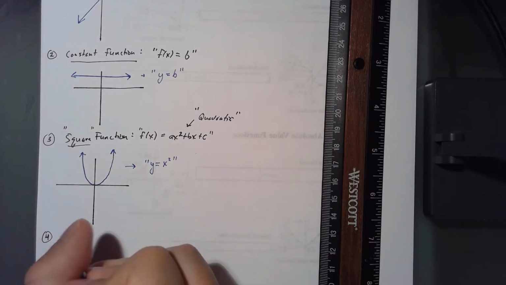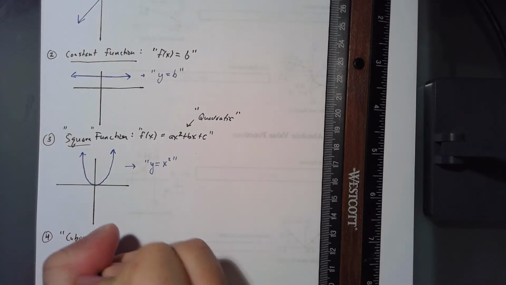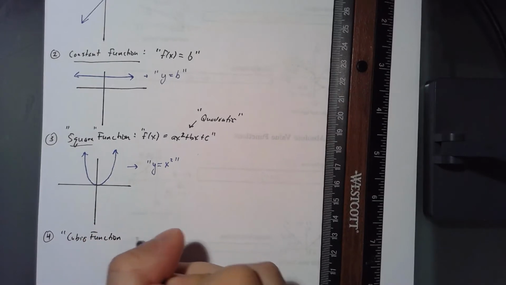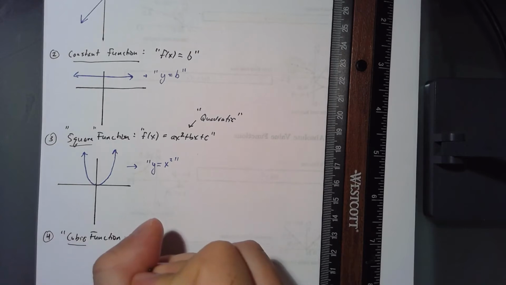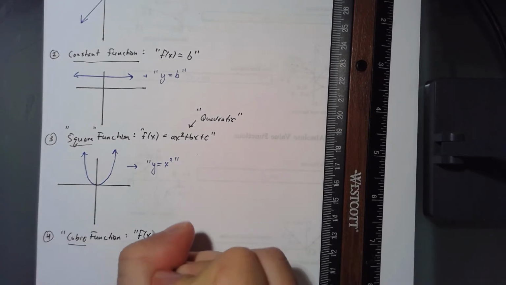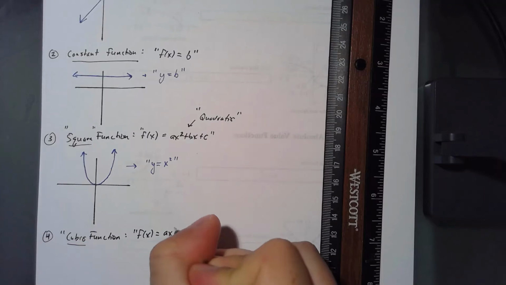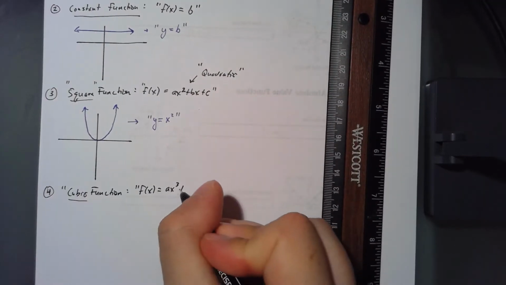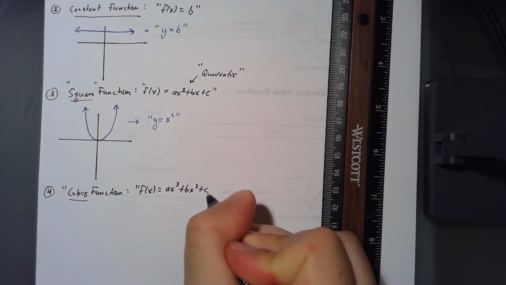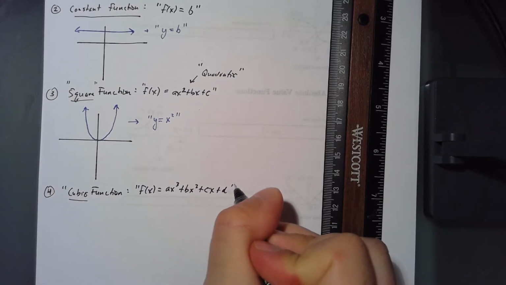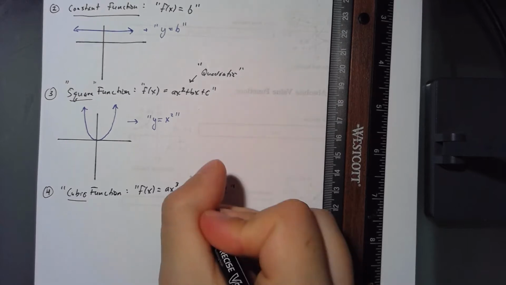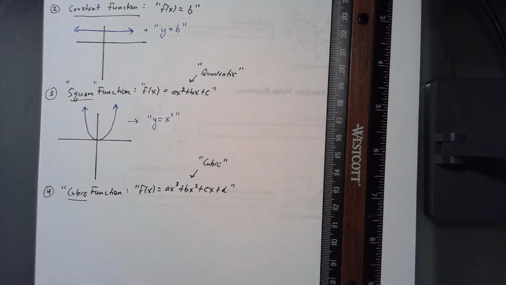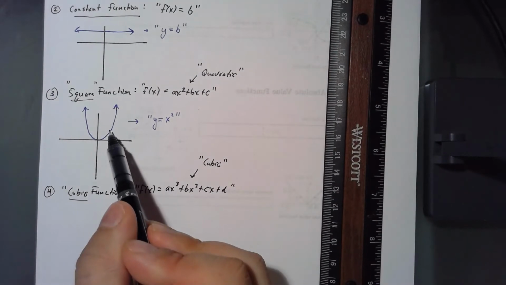This one's a cubic function. And that's when f of x equals ax cubed, the highest power would be the third power obviously, plus bx squared plus cx plus d. And this is a cubic function. Now, this is the most general form of x squared.